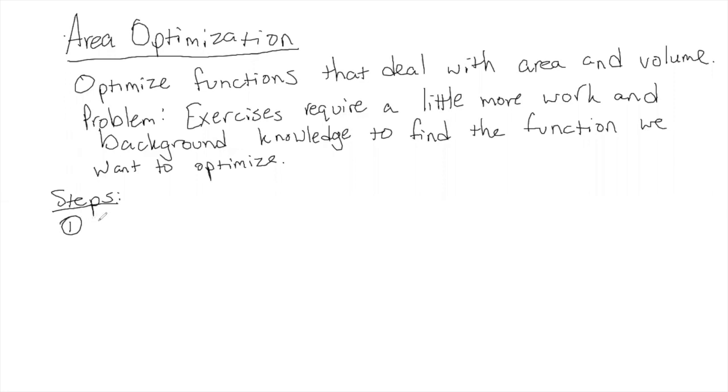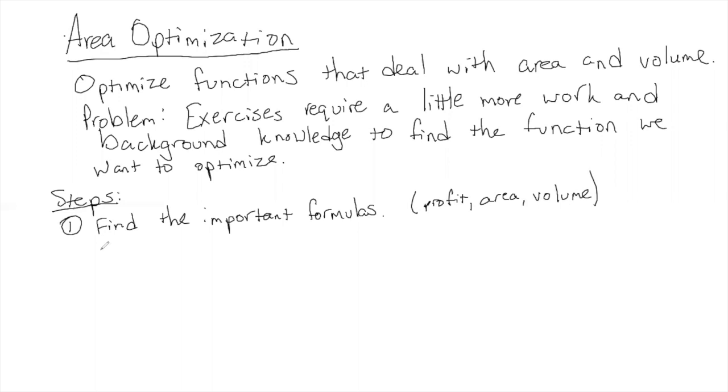But so the first one we want to do is find the important formulas. Right, this is things like profit, right? Area or volume. Things like this, things that we sort of need to know the formulas of. We need to know the volume of a box. We need to know the area of a rectangle formula, things like this.